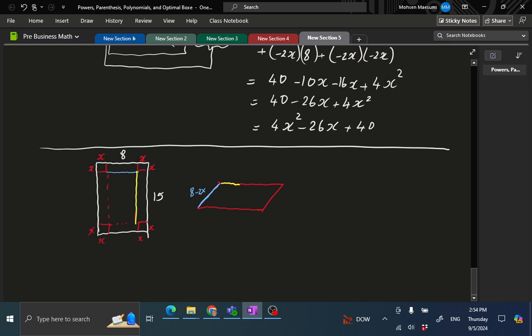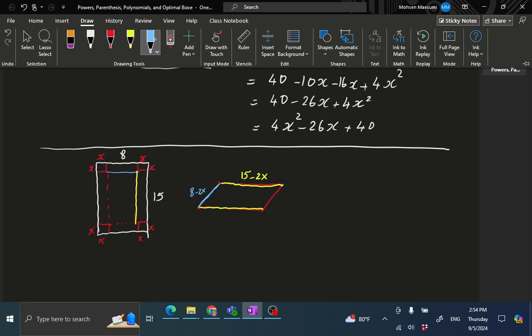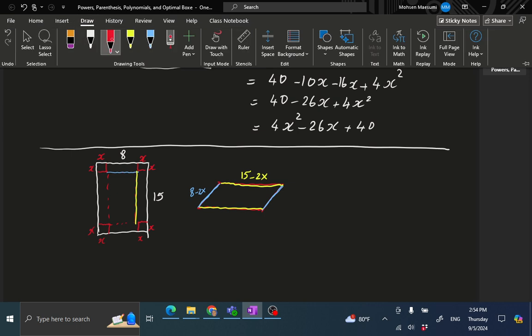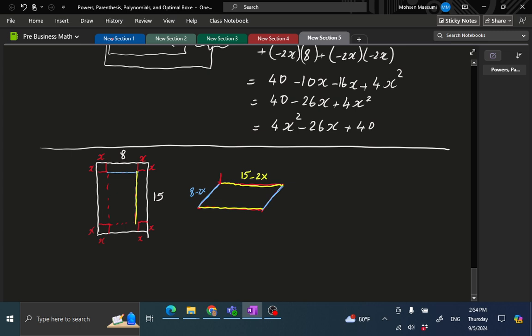So these two sides, what's that going to be? Well, the overall was 15, and then you cut x from either side, so this became 15 minus 2x. And of course, this one is also 8 minus 2x. Then when you fold the flaps, that x becomes vertical here. It becomes the rising side of the box. So that is of size x.